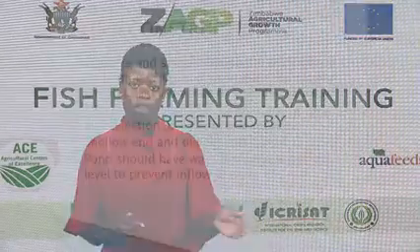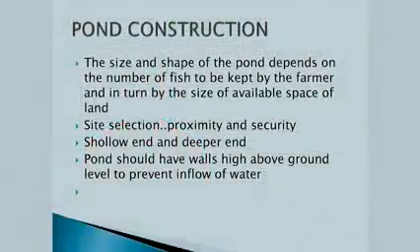And the walls of the pond should be high above ground level. Since our fish are upstream swimmers, they swim in the opposite direction as the water flows. So we have to keep the walls up high above ground level to avoid any inflows during the rain seasons.